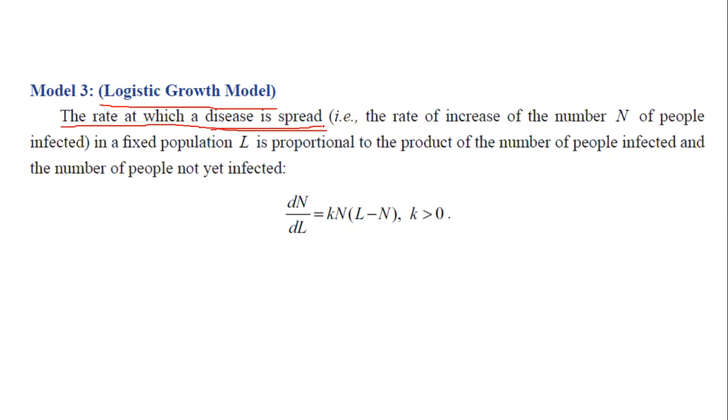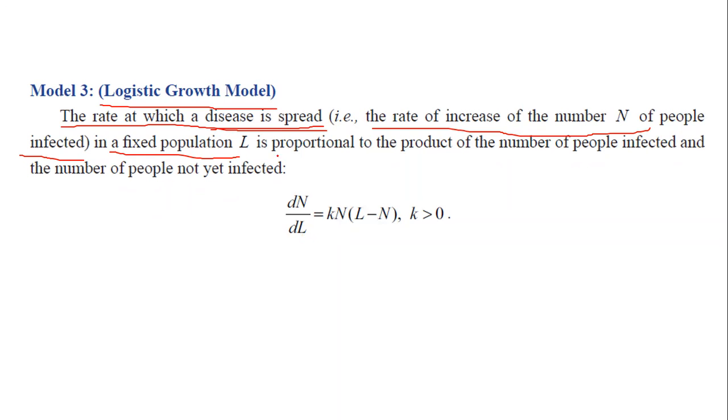The rate of increase in the number n of people infected in a fixed population L is proportional to the product of the number of people infected and the number of people not yet infected. Actually, in the first slide itself, I told you when something is proportional to a product, how can you express this? Here they are giving some hints. You can see how they are forming that mathematical model.